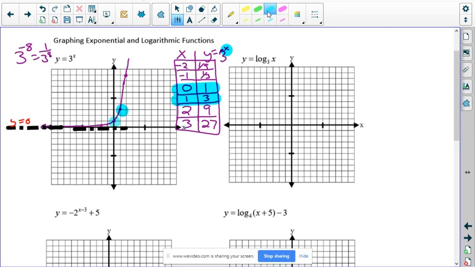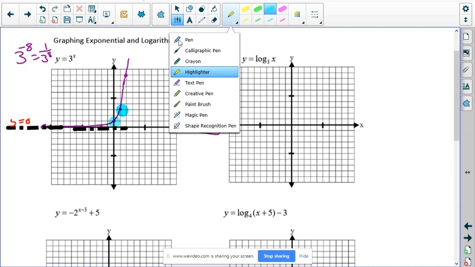And the horizontal asymptote exists because the value of this function must stay greater than 0 no matter what. No matter how many times you divide by 3, it's not going to all of a sudden become a negative number.